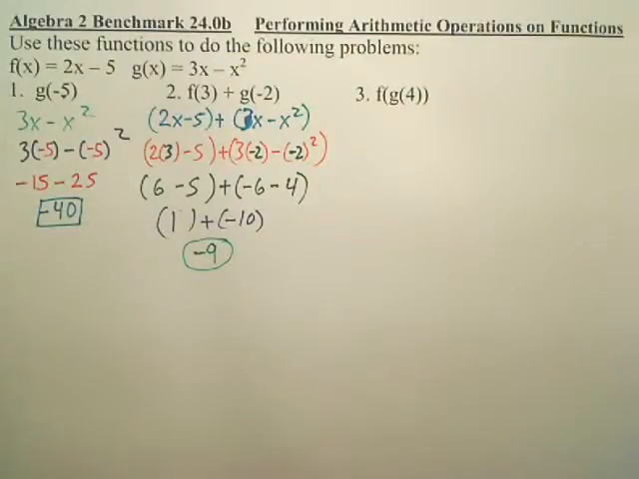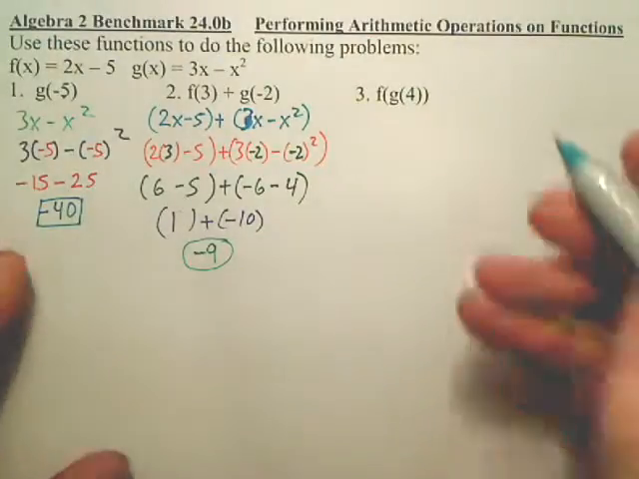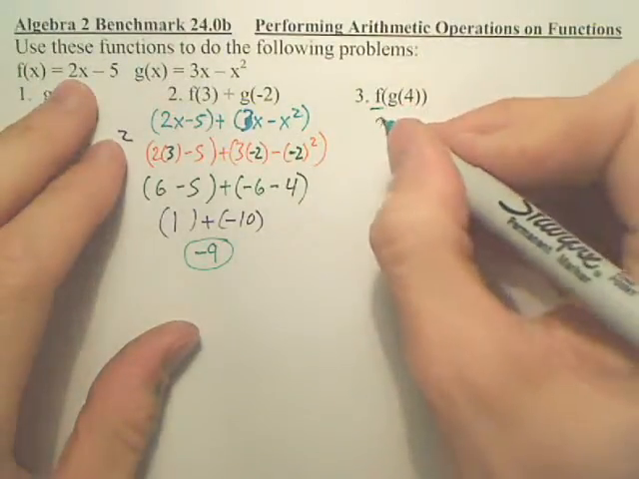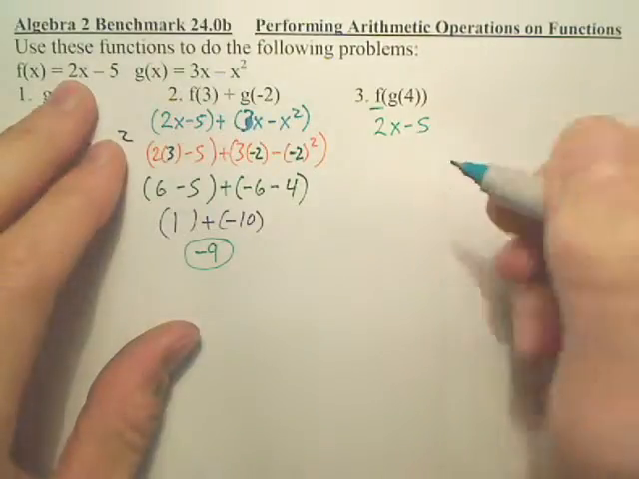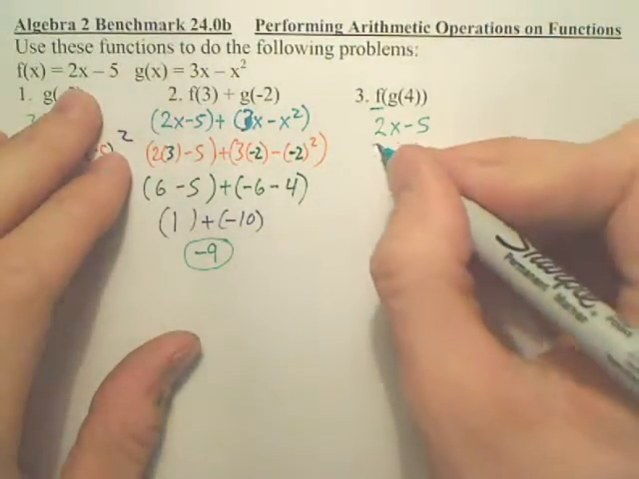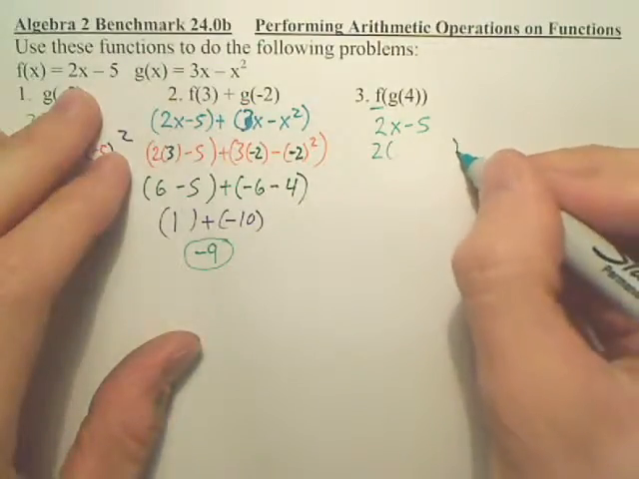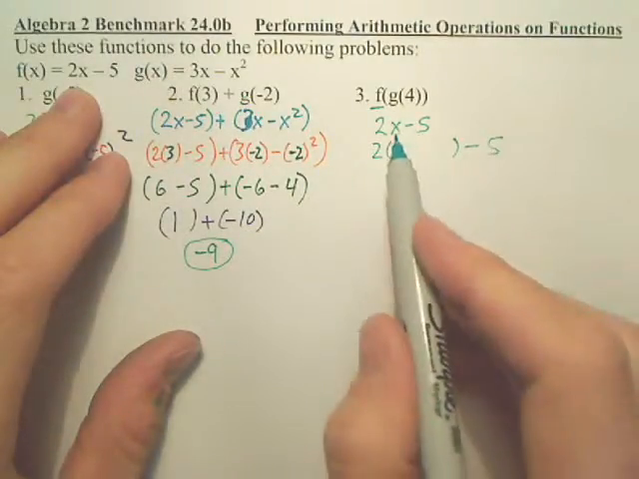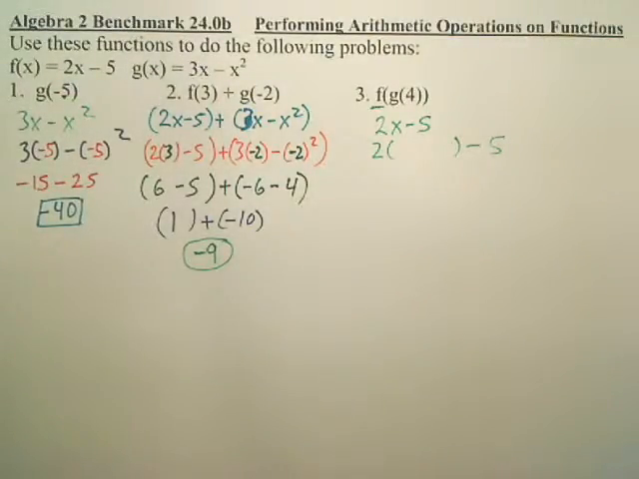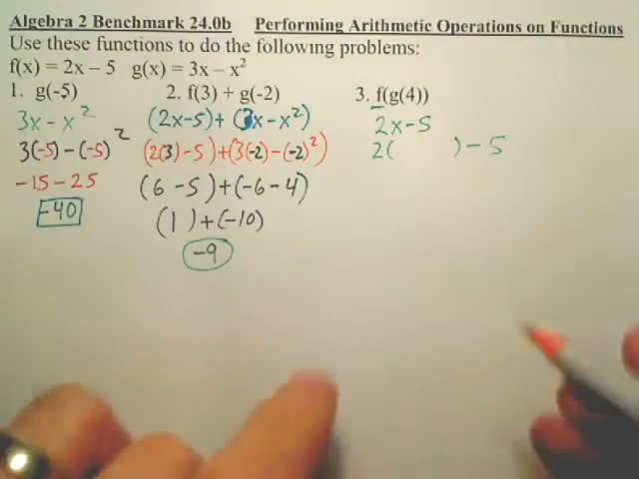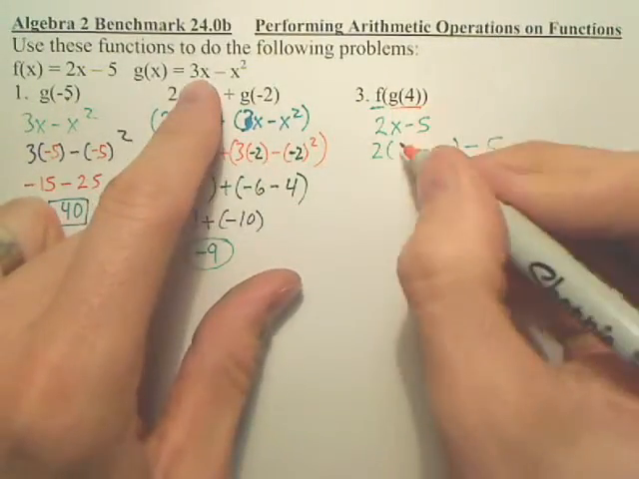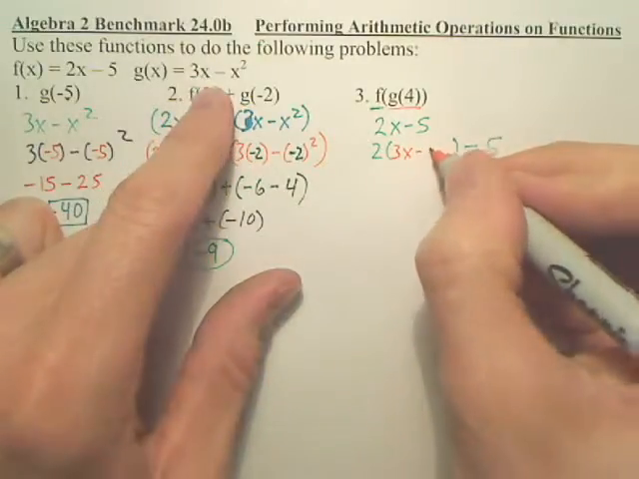Okay, the last one's the most difficult. What is the outside letter? F. So we take f here, which is 2x minus 5. And what are we going to do with f? Well, we're going to take 2x minus 5, but instead of x, I'm going to put a big gap. I replace the x with a gap. What am I going to plug in that gap? Well, I'm going to plug in g. What's g? G is 3x minus x squared.